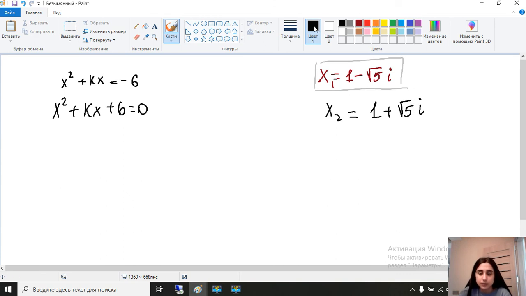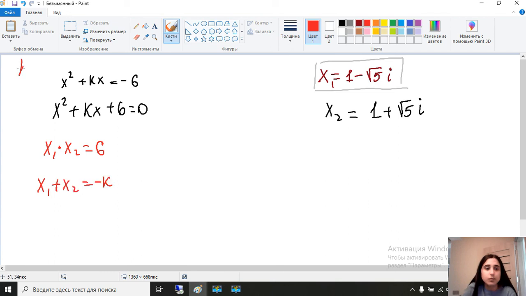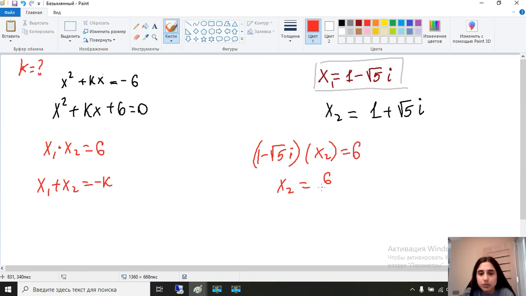But let's prove it. By means of the Viete theorem, I may tell that x1 times x2 equals 6. Moreover, I know that x1 plus x2 equals negative k, and they want me to find k. So let's prove this theorem. I may substitute instead of x1, 1 minus the square root of 5 times i, and then multiply it by x2, and this will be equal to 6. Now x2 will be equal to 6 over 1 minus the square root of 5 times i.